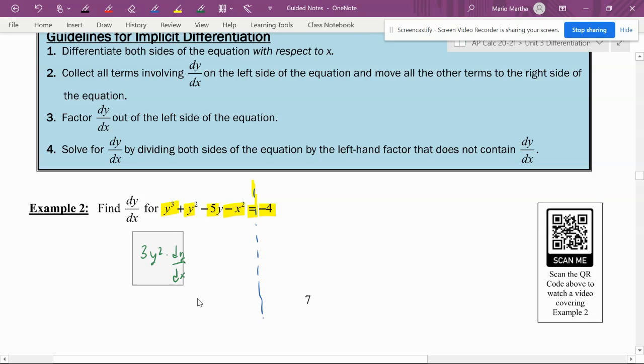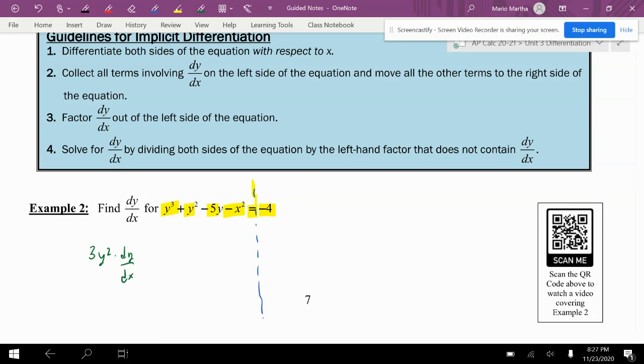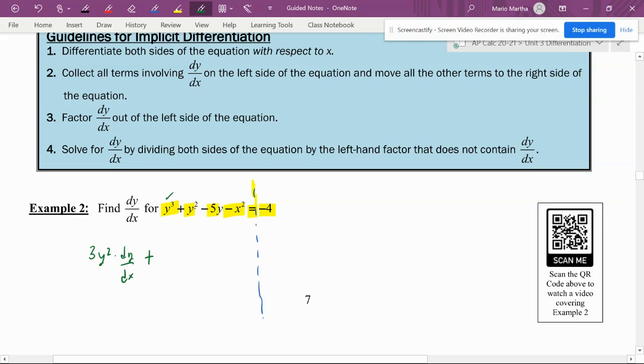So let me give it a little bit more room. I need more room than that, probably. All right, if I take the derivative, so plus, I'm done with that. The derivative of y squared would be just 2y times dy dx. The derivative of negative 5y would be just negative 5 times dy dx. And then finally, the derivative of negative 2x squared would be just negative 2x. Again, take notice that I didn't put in any dy dx when I took the derivative of x. And then this equals the derivative of negative 4, which is a constant, so it's just equal to 0.